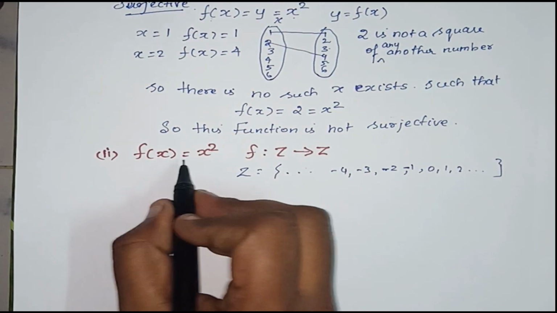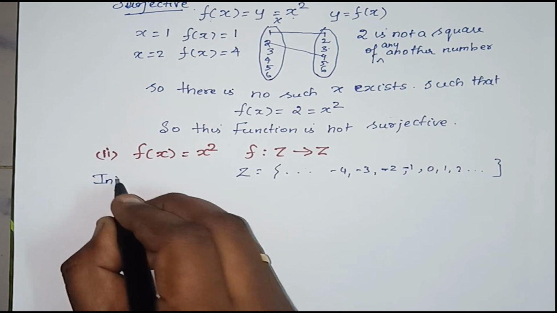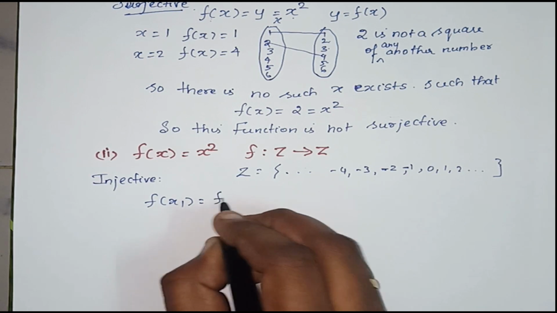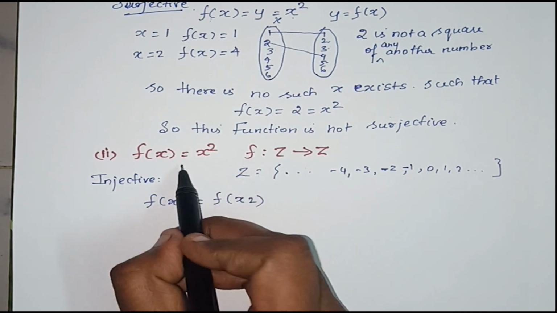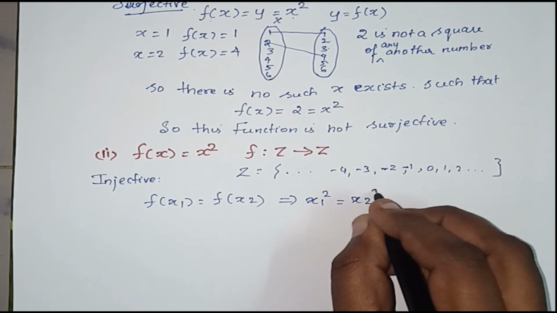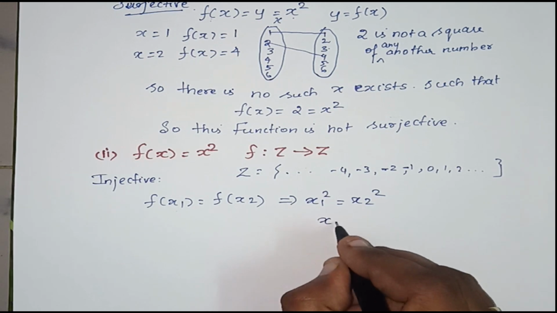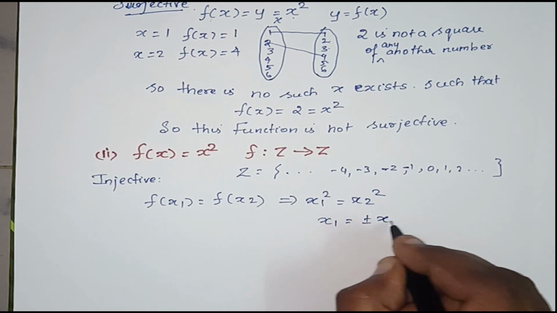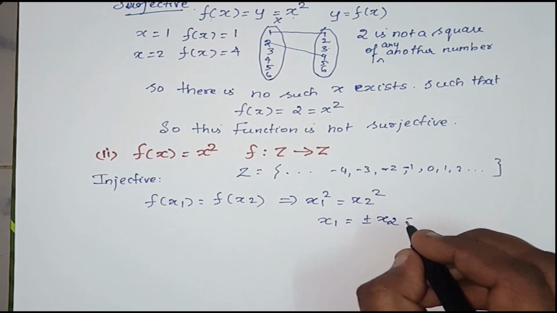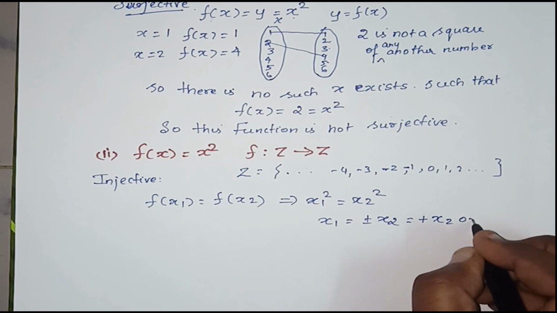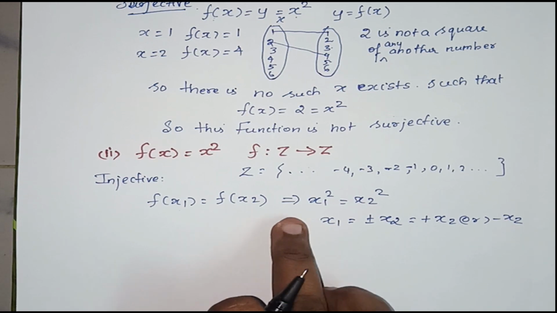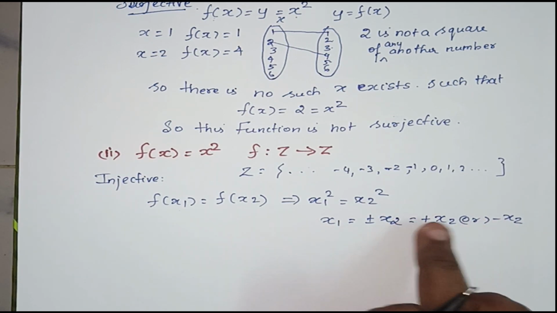Here first we need to check injective. What does injective mean? What is the condition? f of x1 is equal to f of x2. Here f of x is equal to x square, so x1 square equals x2 square. So x1 is equal to plus or minus x2, that is plus x2 or minus x2. That is the meaning. So for a single input there are two outputs, right?